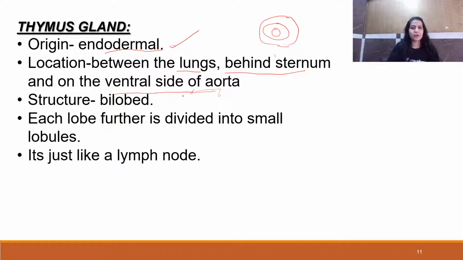Okay, now the structure of the thymus. Thymus is bilobed, which means there are two lobes. What do we mean by the word bilobed? There are two lobes. And these lobes are further divided into small lobules. Each lobe is further divided into small lobules. Right, so you have two lobes like this of the thymus, though I'm going to redraw this in our upcoming slide, which I have kept blank for you people.